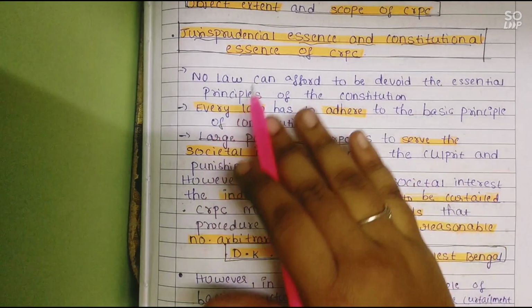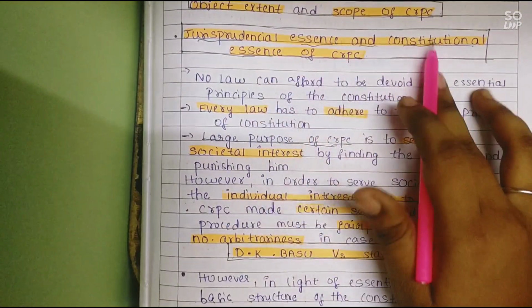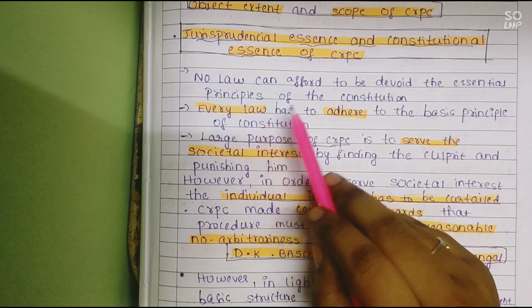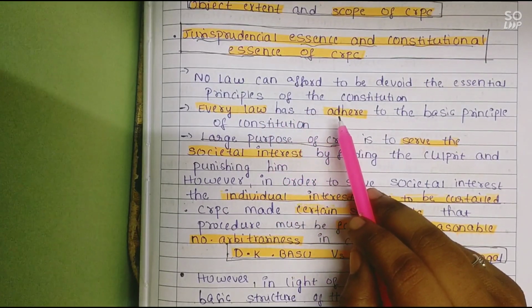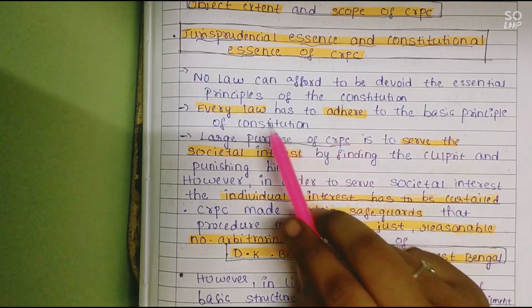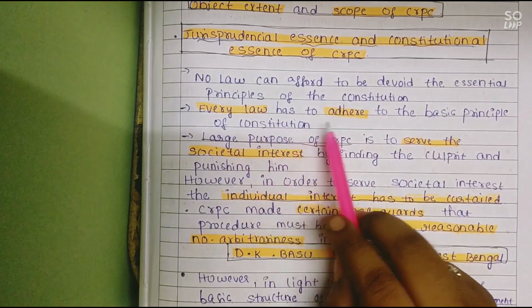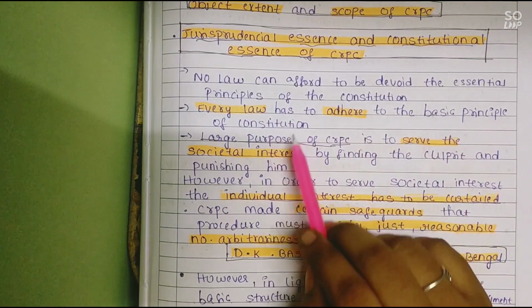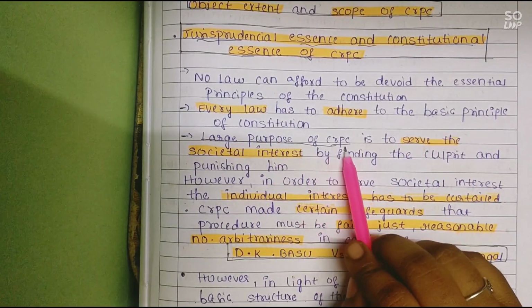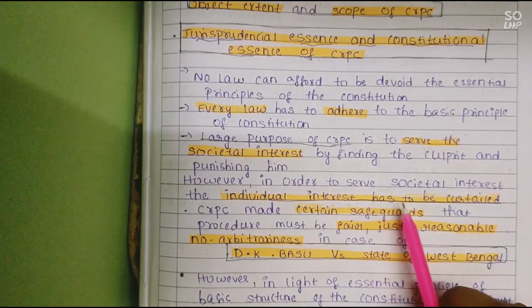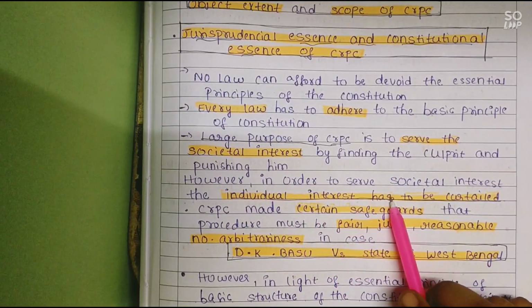Now we will discuss the jurisprudential essence and constitutional essence of CrPC. No law can be against the principles of the Constitution, and no law can be otherwise to the provisions of the Constitution. Every law has to adhere to the basic principles of the Constitution. The main purpose of CrPC is to serve the societal interest by curbing the individual interest.